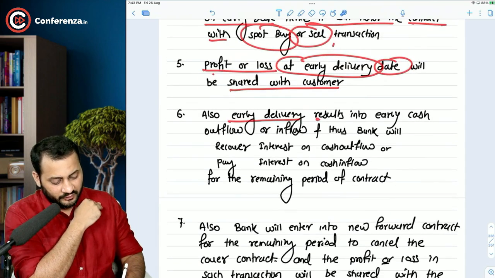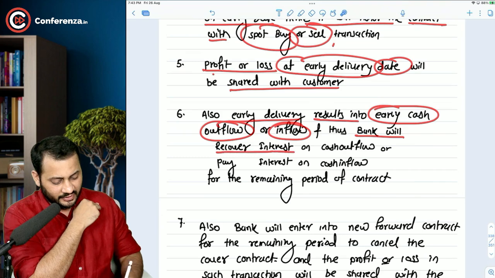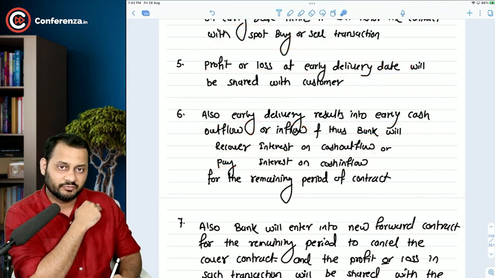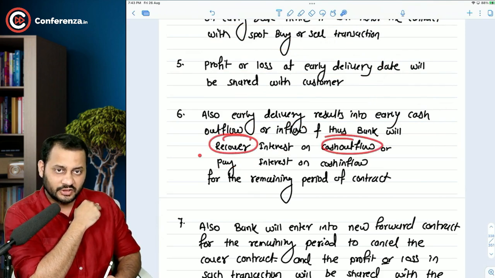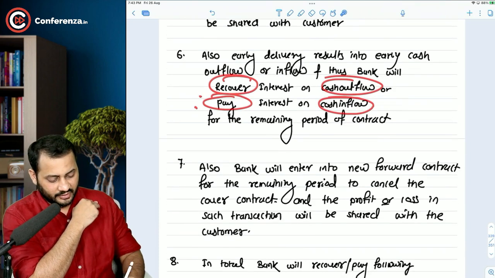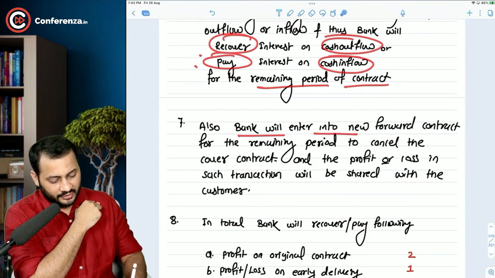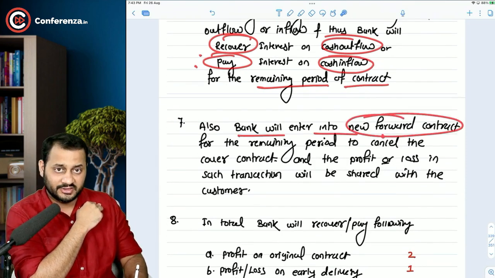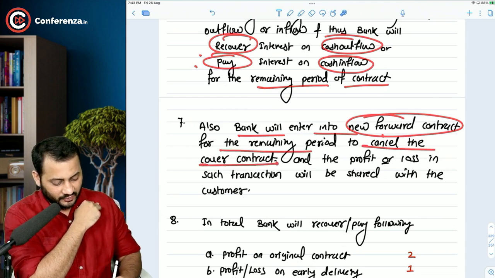Also, early delivery results into early cash outflow or inflow, and thus bank will recover interest on such cash outflow or pay interest on such cash inflow. So they will recover the interest on cash outflow and pay interest on cash inflow. Okay, sir. For the remaining period of the contract, also, bank will enter into new forward contract. Understand this. For the remaining period to cancel the cover contract.